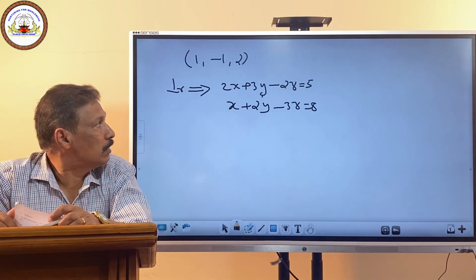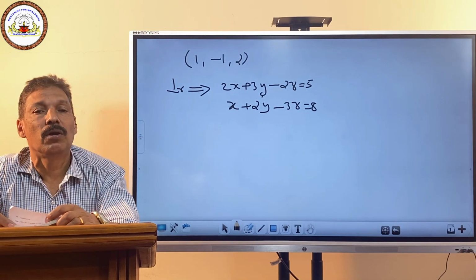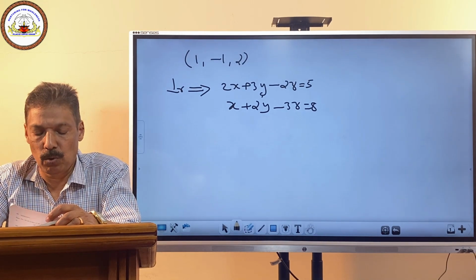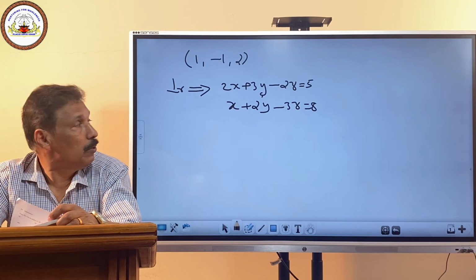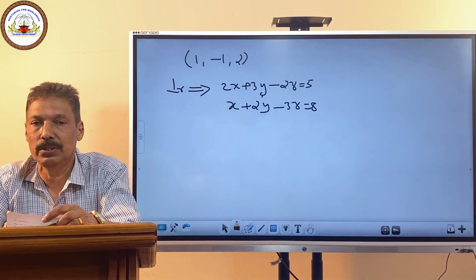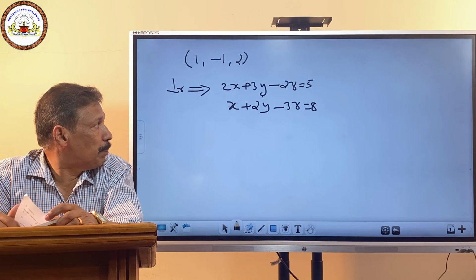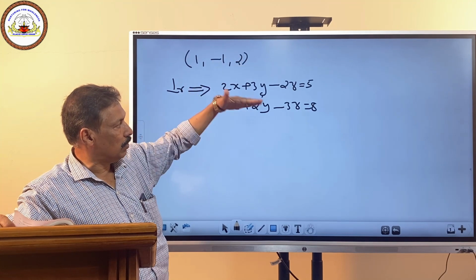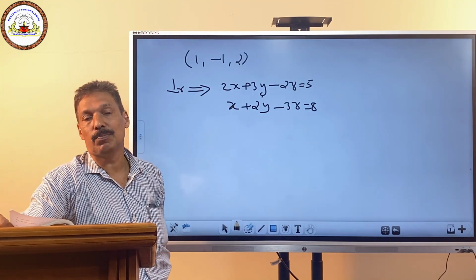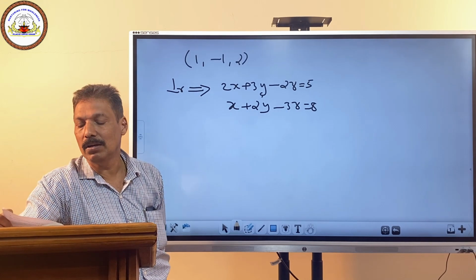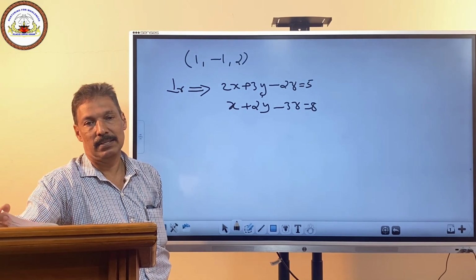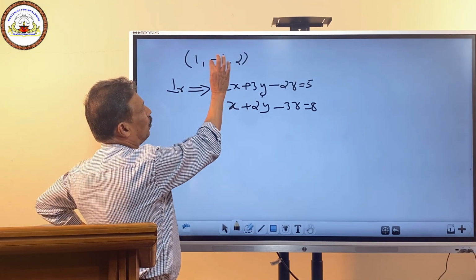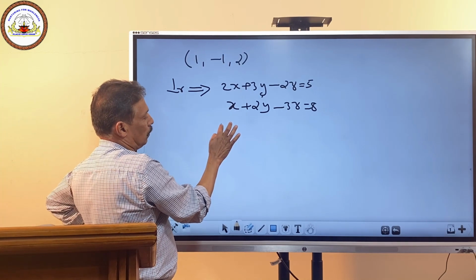Any plane passing through the point 1, minus 1, 2, we will take as a into x minus 1 plus b into y plus 1 plus c into z minus 2 is equal to 0. Then that plane is perpendicular to the first given plane, we have one result. Again it is perpendicular to the second plane, we have another result. Then cross multiplying and solving, we have the values for a, b, c. That's one method.